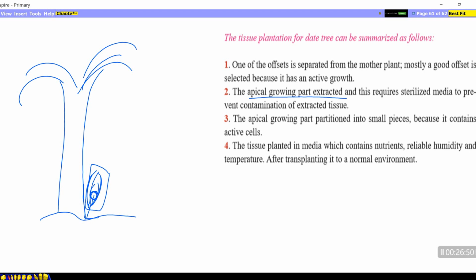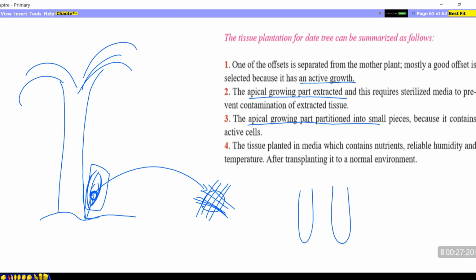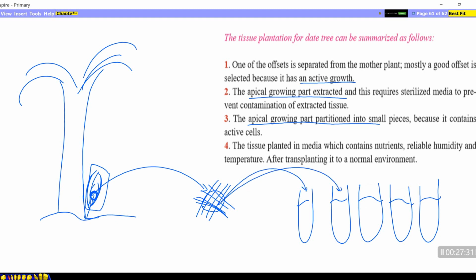Why? Because it contains active cells which have active growth. This requires sterilized media to prevent contamination of the extracted tissues. The other tissue, which is permanent tissue, has no ability of division. The apical growing part is partitioned into small pieces and transported to the laboratory, because it contains active cells. The tissue is planted in media like test tubes, which contain the necessary materials for the plant tissue to grow, and after some time these active meristematic cells, like the germination of a seed, grow into new young plants.